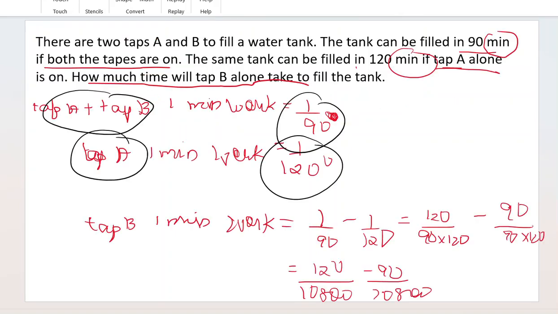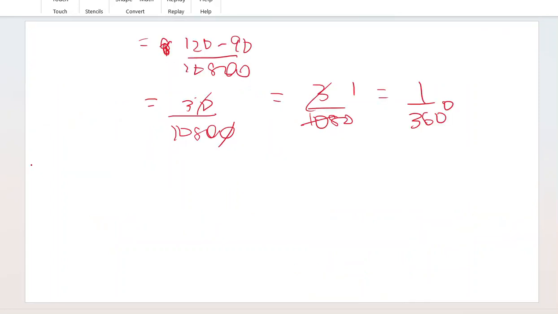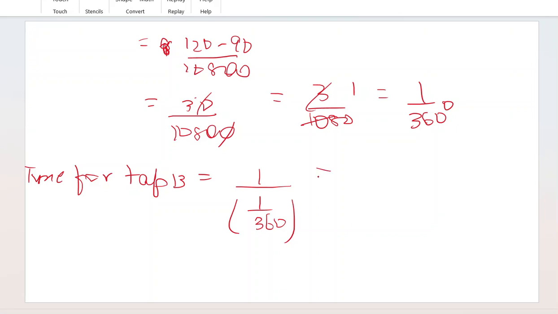Now, this gives me tap B's 1 minute work. But I'm not supposed to find tap B's 1 minute work. I'm supposed to find how much time tap B alone will take to fill the tank. So the time for tap B will be 1 upon 1 by 360. And basically when I do 1 upon 1 by 360, I get 360. Basically the answer for tap B will be the denominator of this. This concludes the problem.